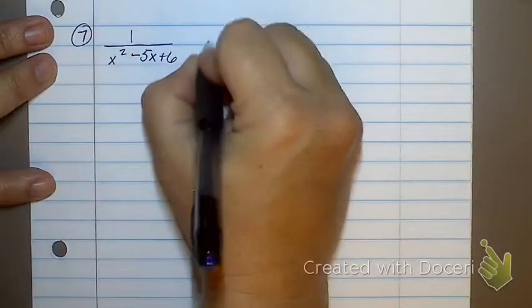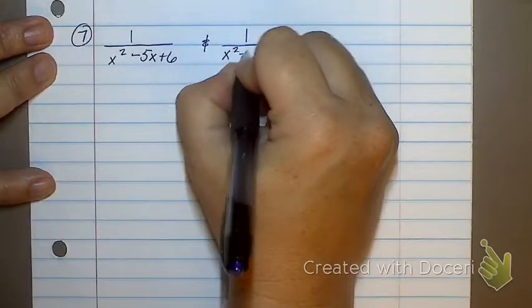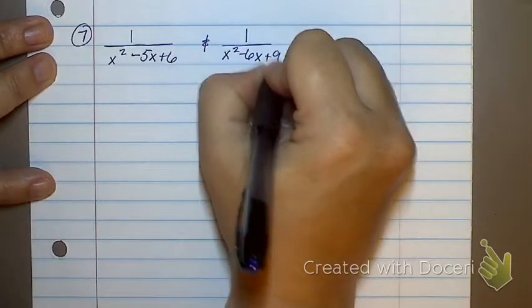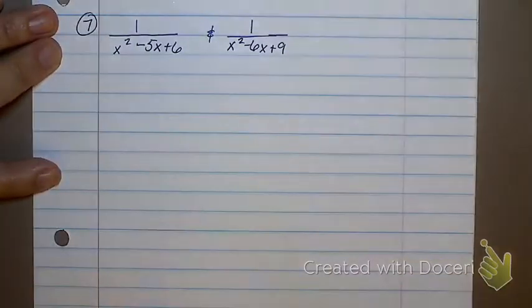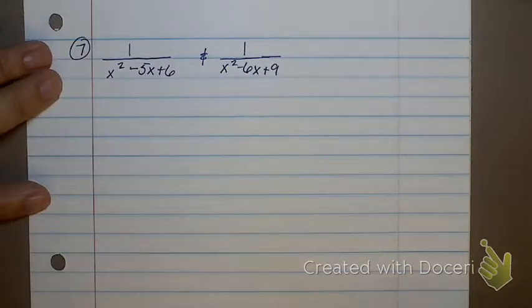There's my first fraction. There's my second fraction. What do you notice about these two fractions? They can both be factored. Yes? So that's the first step. Factor these denominators.